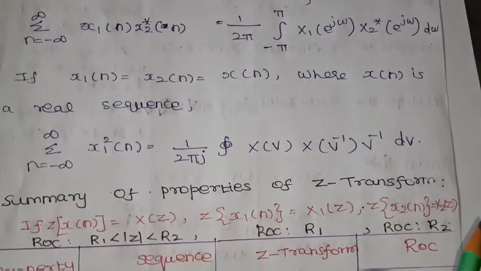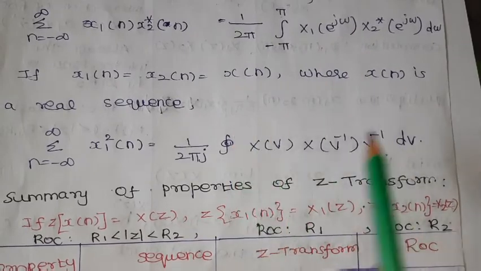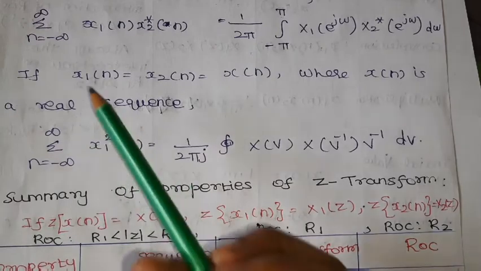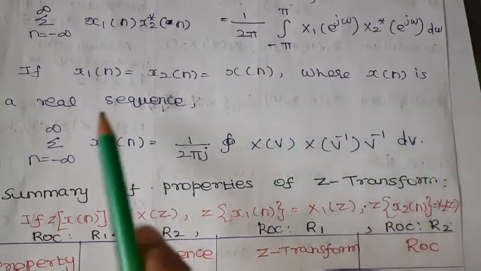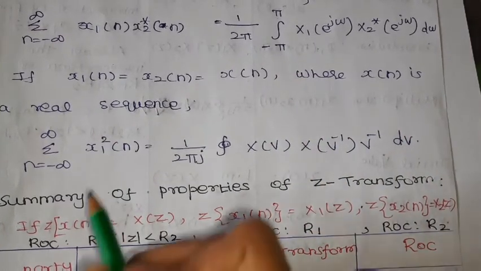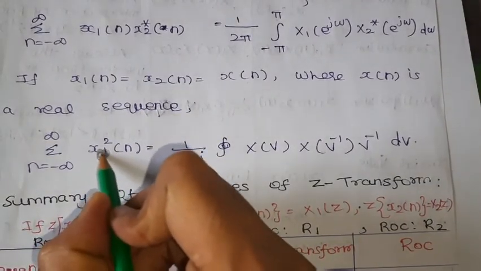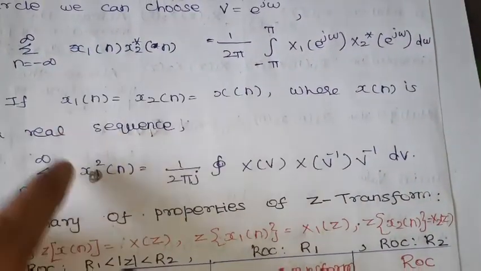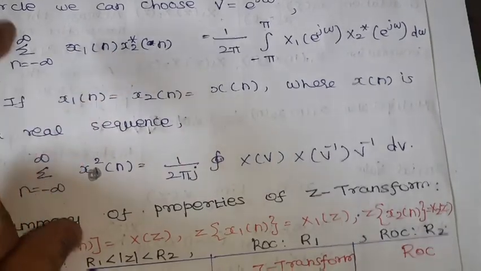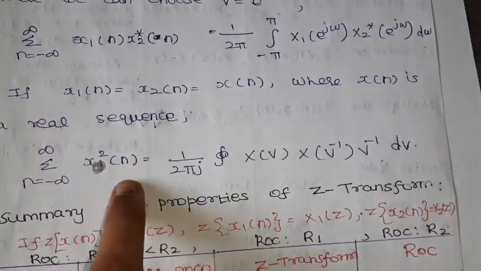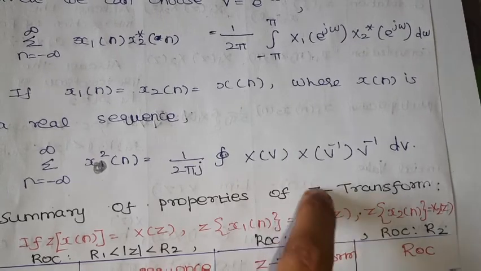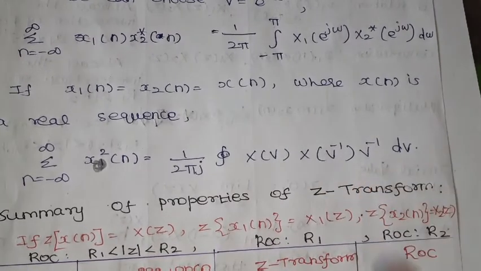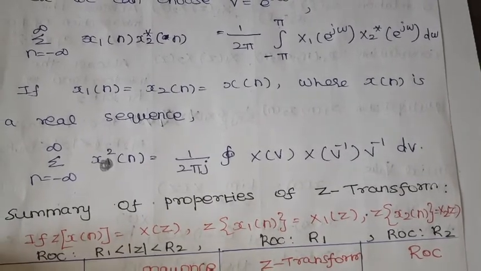If x1 of n and x2 of n are equal to x of n, where x of n is a real sequence, whereas in general x1 of n and x2 of n are complex sequences, what will we get? Summation of x squared of n from minus infinity to plus infinity, substituting x of n in place of x1 of n and x2 of n, is equal to 1 by 2 pi j closed integral x of v into x of v inverse into v inverse dv. These are all the properties of Z transform.